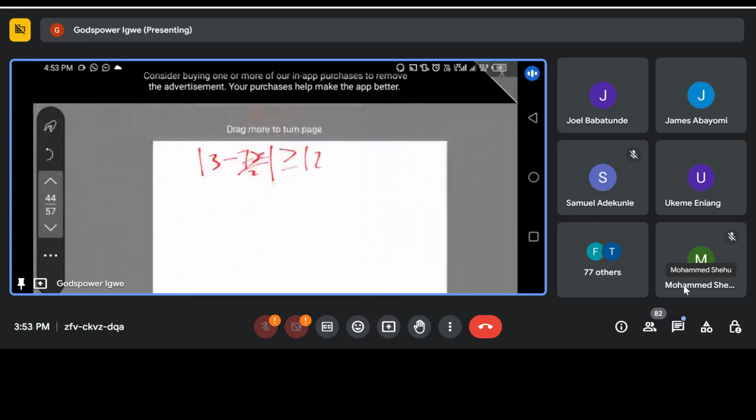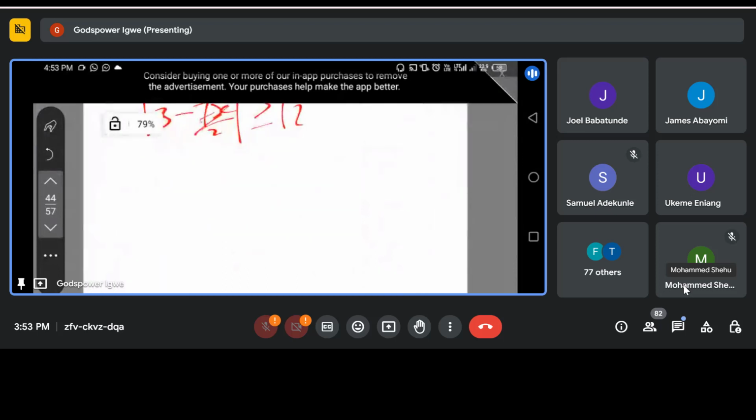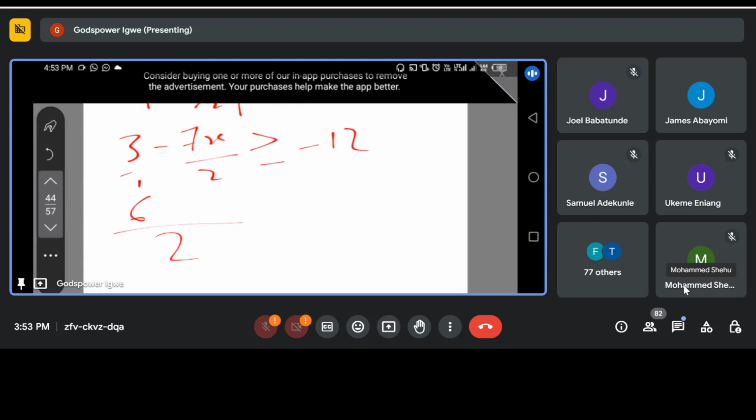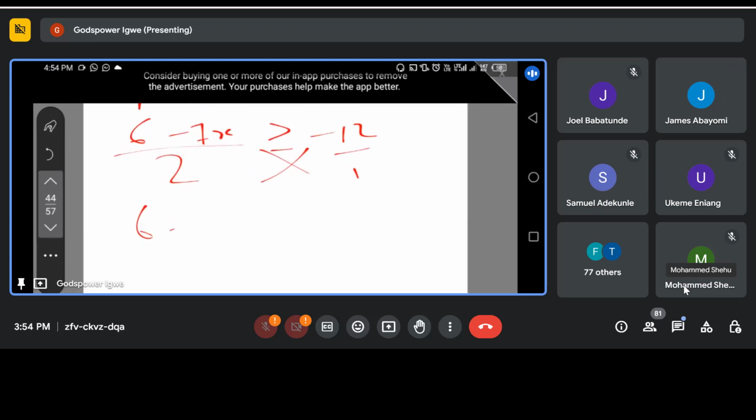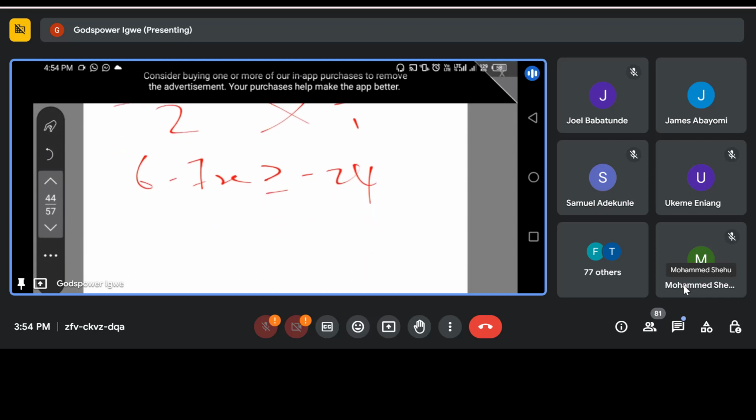So we take the second part of this. We're done with the first one. The second part is to change the absolute value to negative. So this is greater than or equal to negative 12, and this is also over 1. So if you take this, it's 2 all over what? 6 minus 7x greater than or equal to minus 12 all over 1. Cross multiply. This is going to give us 6 minus 7x greater than or equal to minus 12 times 2, which is the same thing as minus 24.